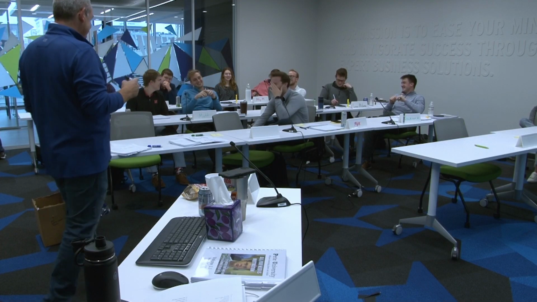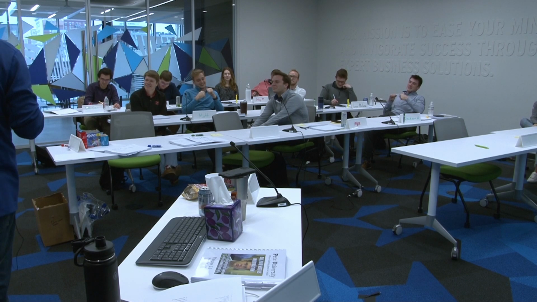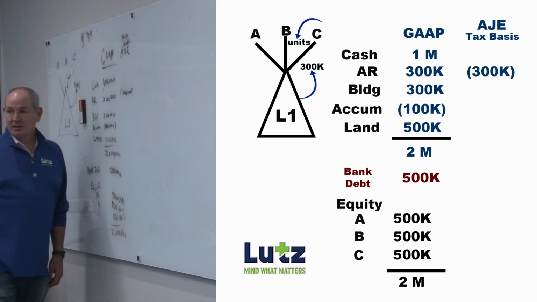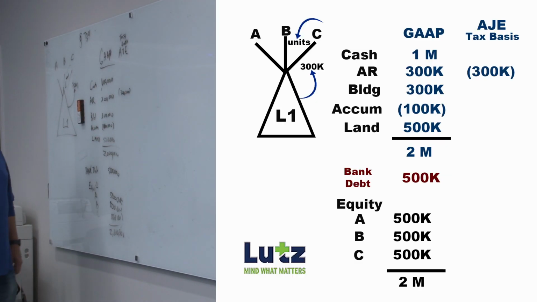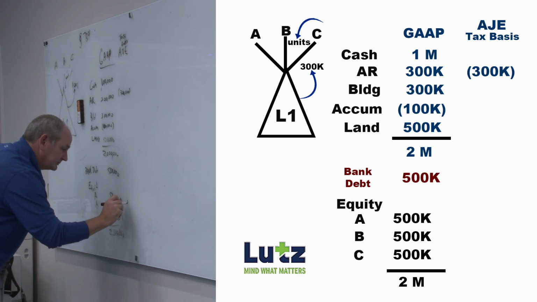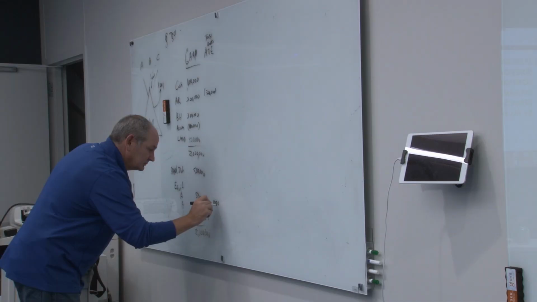That's true. Okay, so how do we convert this to tax basis? Reduce AR to zero. Correct. And that is a debit or a credit? That'd be a credit. Where does my offsetting entry go? Equity. Okay, 100 each partner. I know, it's so many credits.